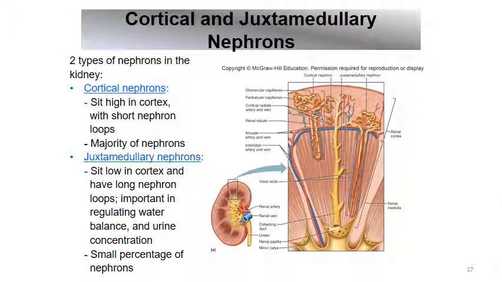Okay, one more thing about the anatomy of nephrons. Some nephrons are shorter. These shorter ones are called the cortical nephrons. And so you're seeing it on the picture here. You can see how the cortical nephrons are shorter, but the juxtamedullary nephrons are the longer ones. These extend farther down into the pyramid region.